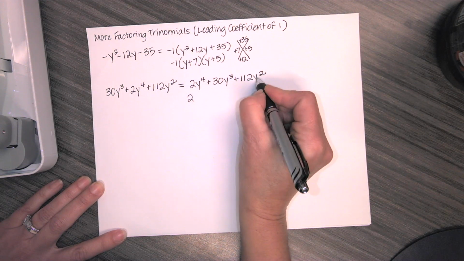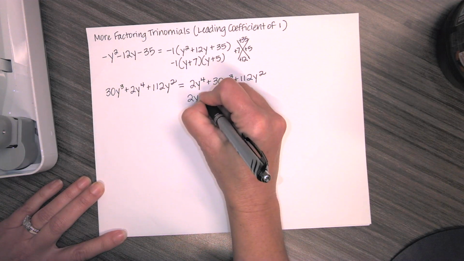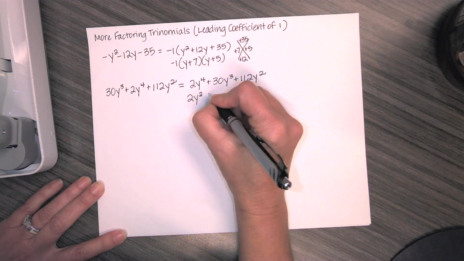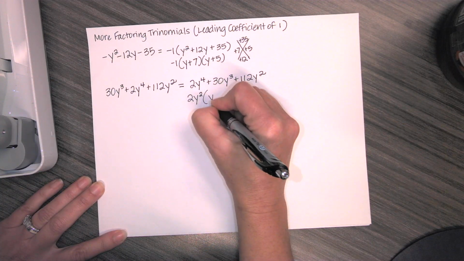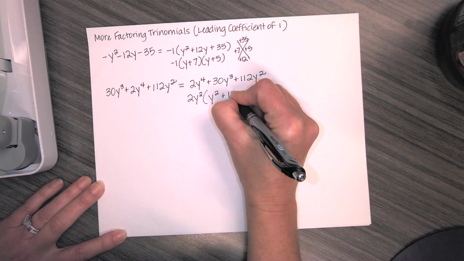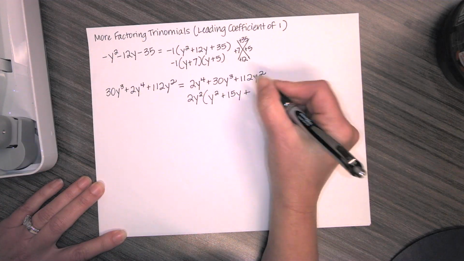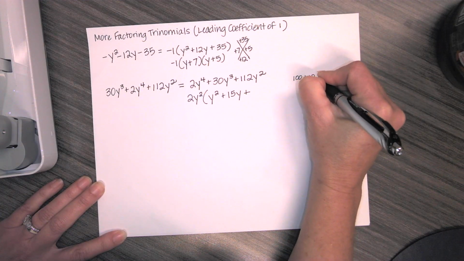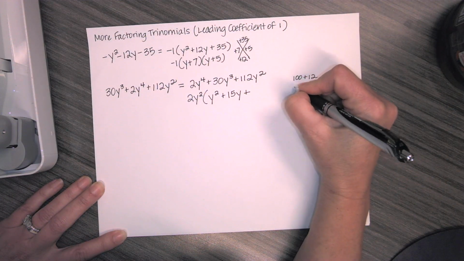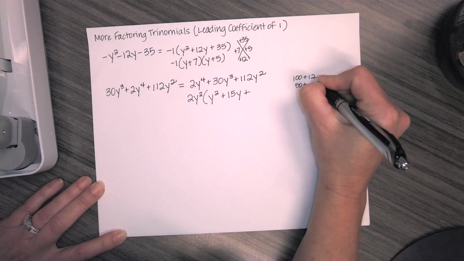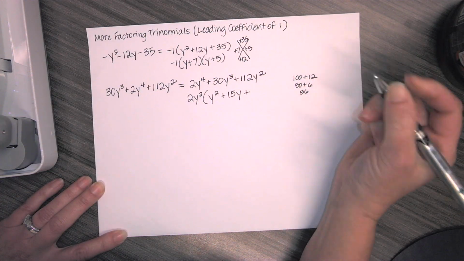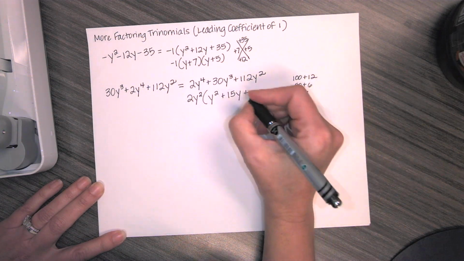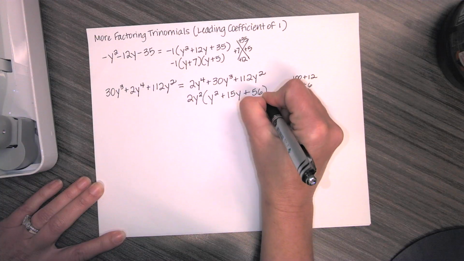I also see that these all have y's, so I can factor out a y squared, because that's the lowest amount of y's I have in a term. And that's going to leave me with y squared plus 15y plus, what's half of 112? Well, I can split 112 up. Half of 100 is 50, and half of 12 is 6. So half of 112 is 56, and that's what dividing by 2 is the same as, taking half of something. So this is going to be 56.